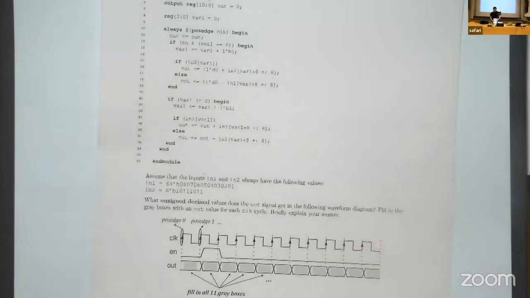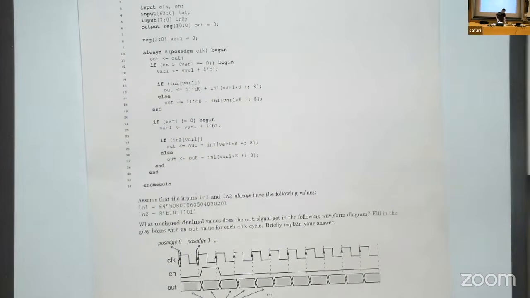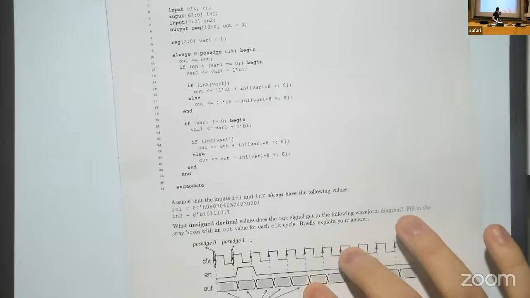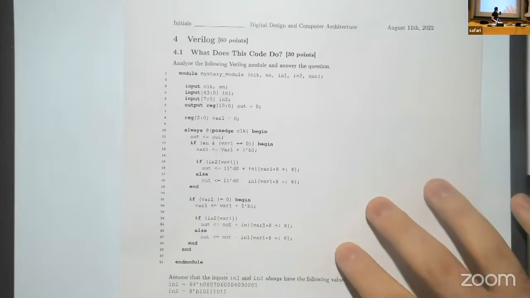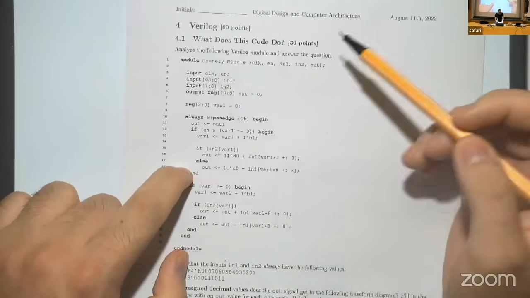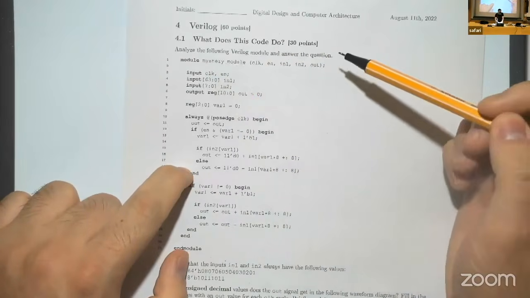Hello, everyone. So you can solve the fourth question of the last semester final exam, which is Verilog. The first question asks, what does this code do? Analyze the following Verilog module and answer the question.